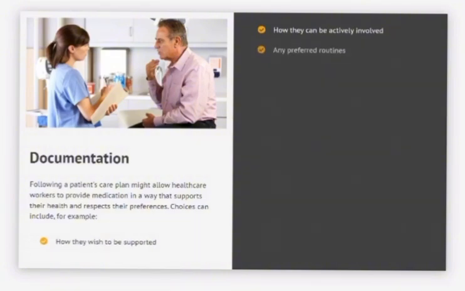Following a patient's care plan might allow healthcare workers to provide medication in a way that supports their health and respects their preferences. Choices can include, for example, how they wish to be supported, how they can be actively involved, and any preferred routines.